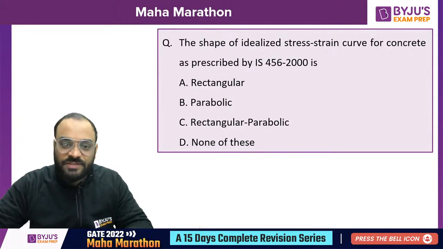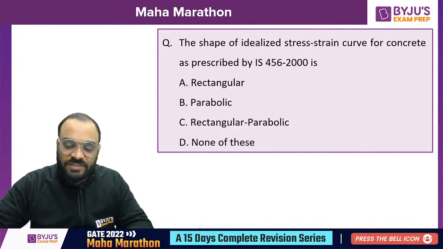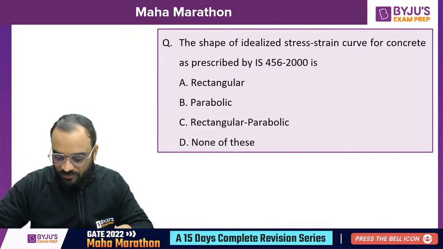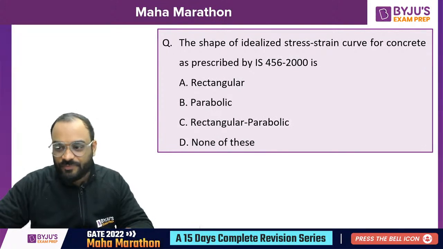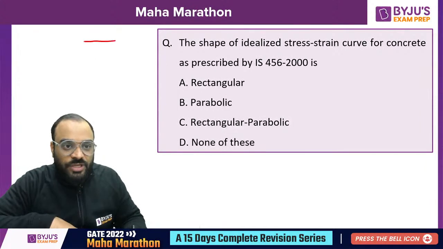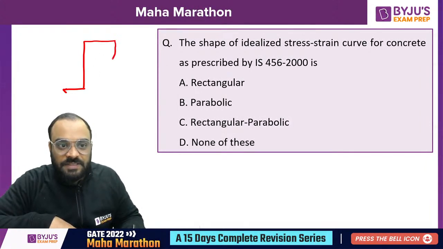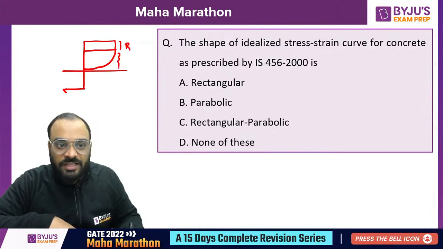Now these are the questions which are based on IS 456 codal provision mainly, right? So tell me the answer of this one quickly. Rectangular and parabolic. Yes, it is correct. You know that, guys, the shape is to be like this. For stress versus strain diagram, the shape is like this, right? So partially it is rectangular and partially it is parabolic. So this one is rectangular and this one is parabolic, correct? So C is the correct answer.